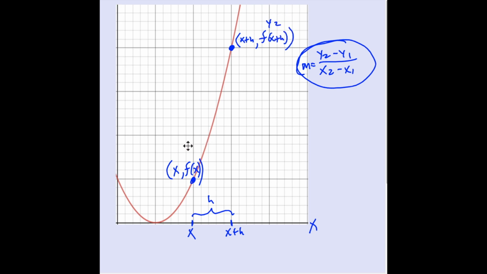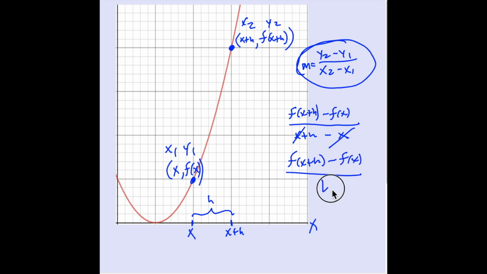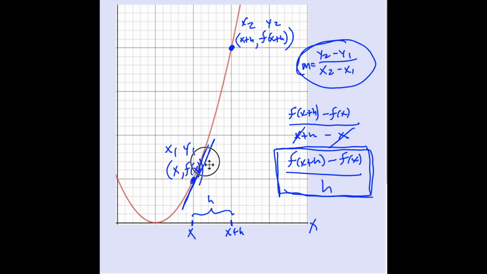So that's y2, y1. So I'll say this is f of x plus h minus f of x, y2 minus y1, over x2 minus x1. We have x plus h minus x. Oh, and look at that, x minus x. So we're left with f of x plus h minus f of x over h. This is the basis of our derivative, this right here. This will help us get the slope, or this tangent line right there at that point.